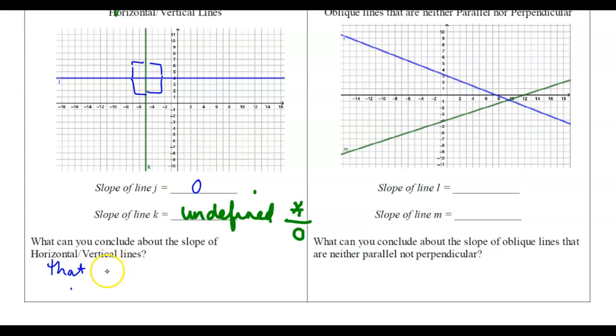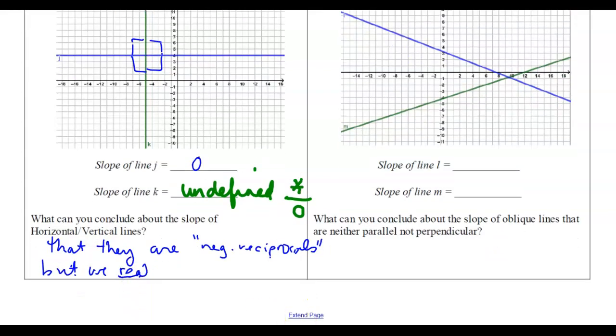So in this case, they are negative reciprocals. I'm going to put that, but give me a sec to explain it. I'm about ready to get really annoyed with you. Just be quiet for a minute.